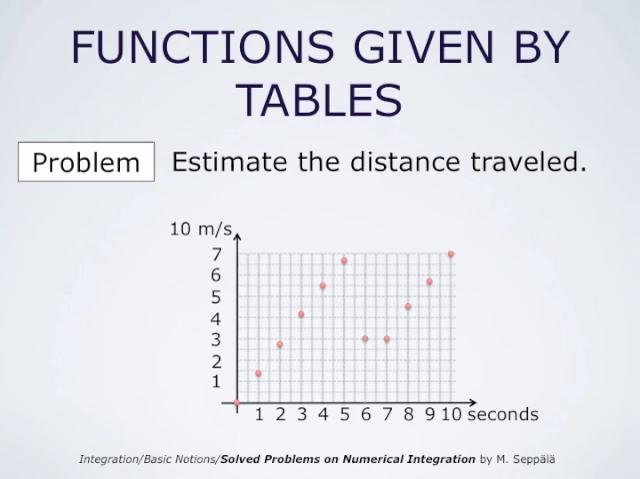These data points corresponding to the table given are drawn here in this coordinate plane, and we connect these points simply manually to each other to draw a graph which estimates the speed of the car at any given time. And our task is to estimate the distance that this car has traveled.